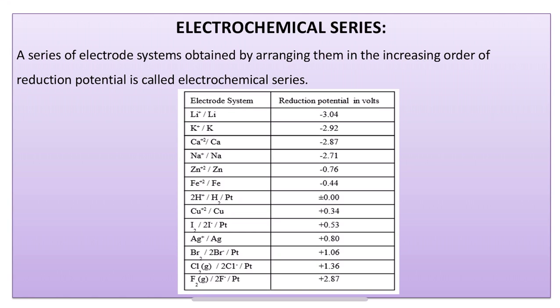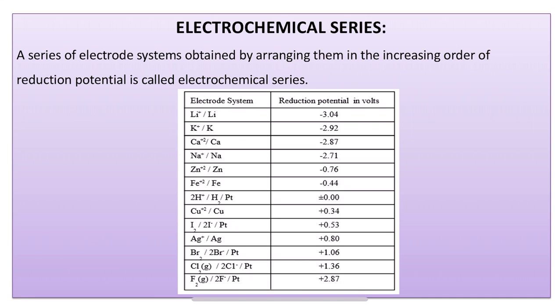If you observe this electrochemical series, in this chart that I am showing here, lithium is at the top of the list, and fluorine is at the bottom. The magnitude of the potential is a measure of the ease of the reduction reaction occurring at the cathode. Thus, copper is more easily reduced than zinc.